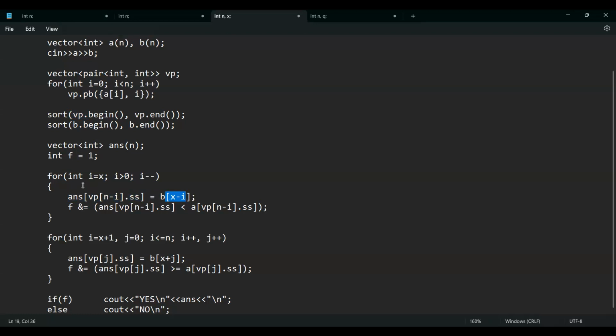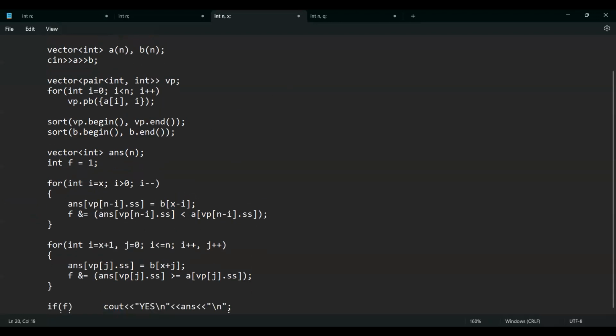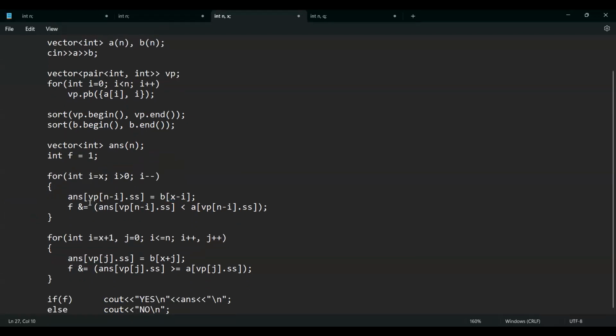X minus I. So X minus I is X, so we'll start from 0 and we'll go to X minus 1 because I will end up at 1. And after assigning these values, you don't have to do it actually here. We can do this afterwards because finally our answer will be this answer, right? So what we can do, we can have a for loop here and we can check whether for every index, like how many indices there are such that answer of I is less than A of I.